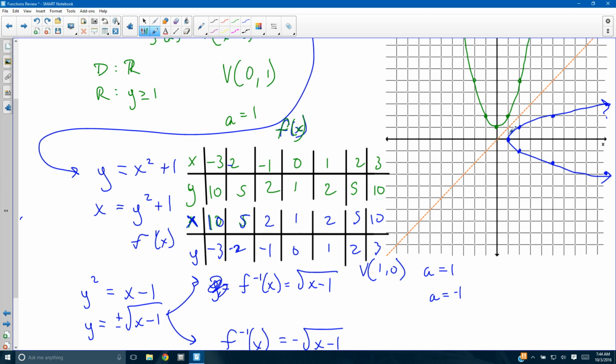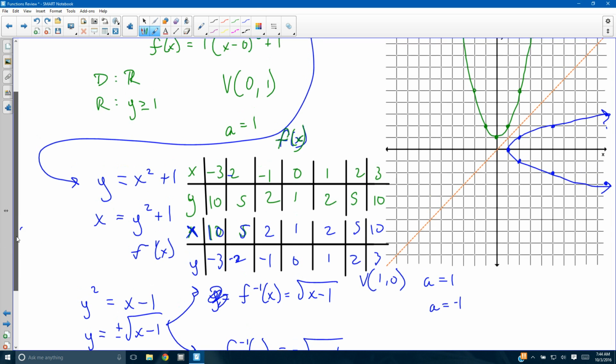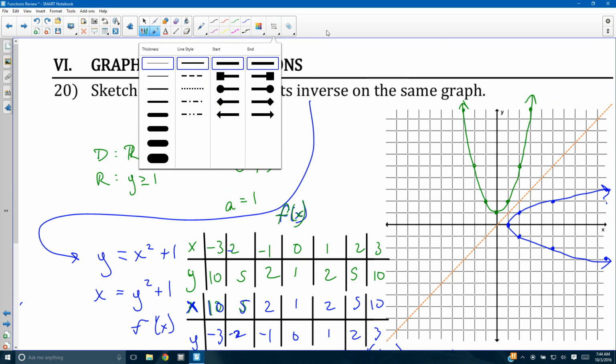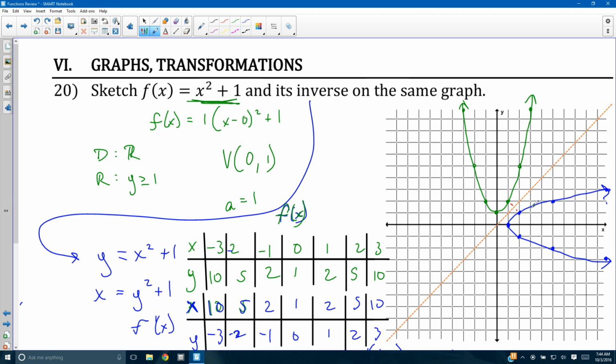And then you plot those points. Here's (1, 0). Here's (2, 1) and (2, -1). Here's (5, -2) and (5, 2). (10, -3) and (10, 3). There you go. And like I said, you can tilt your head to the right. If you know how to reflect these across, these points right here match up in that sense.